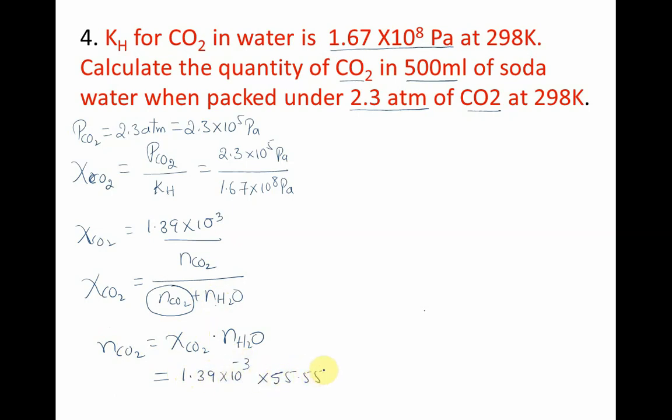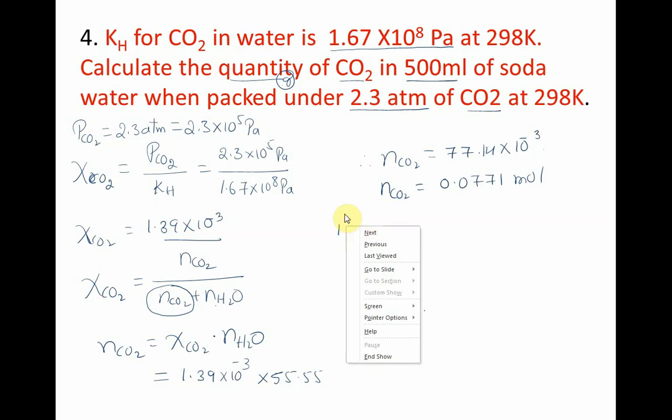55.55. Therefore number of moles of carbon dioxide we get is 77.14 into 10 to the power of minus 3, or you can also write it as 0.0771 moles. I need to express the quantity in terms of grams. I got it in terms of moles, I need to convert into grams. How to convert? Very simple. Now I'll write like this.